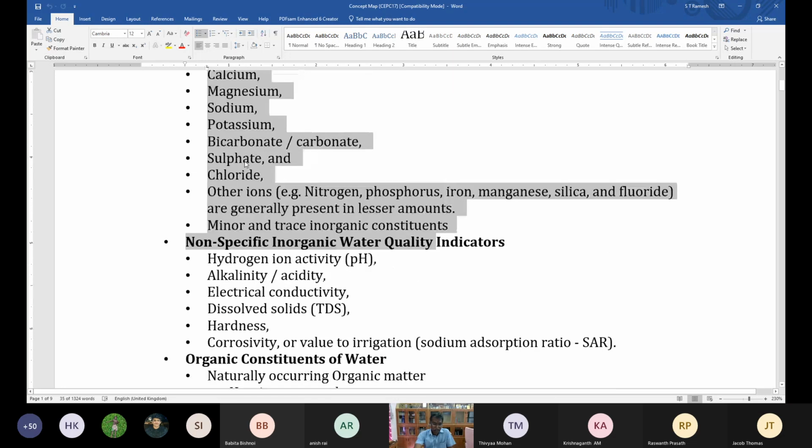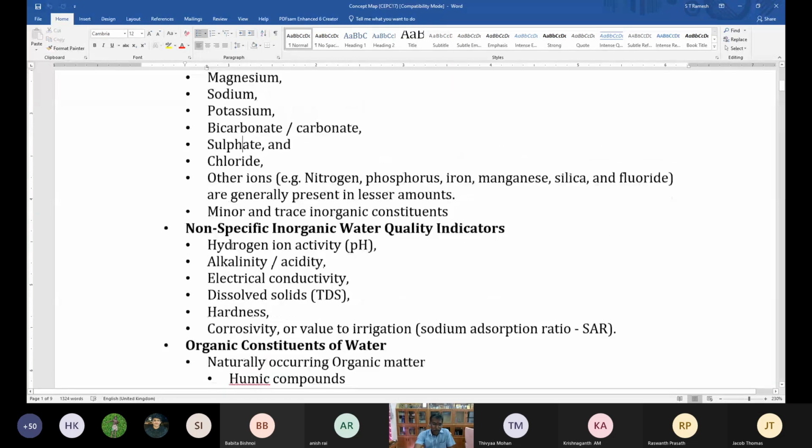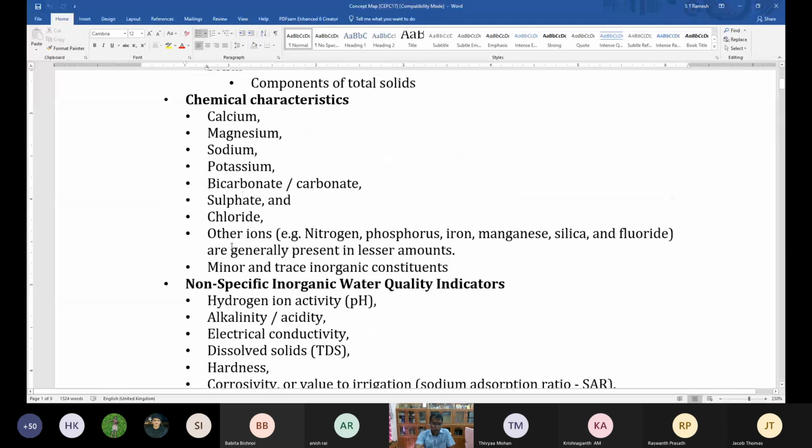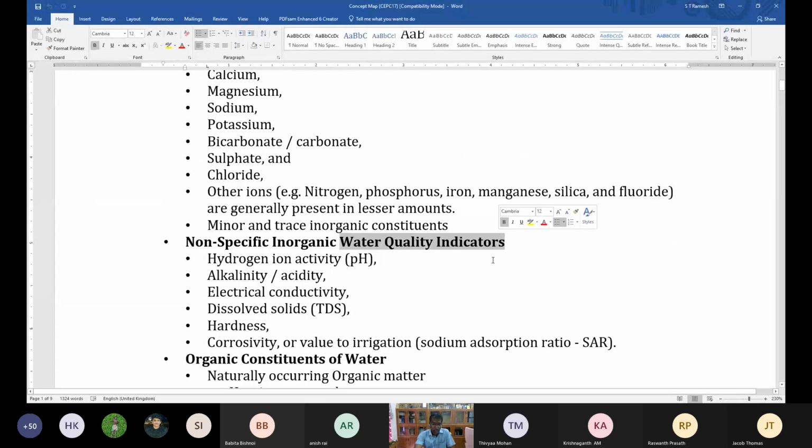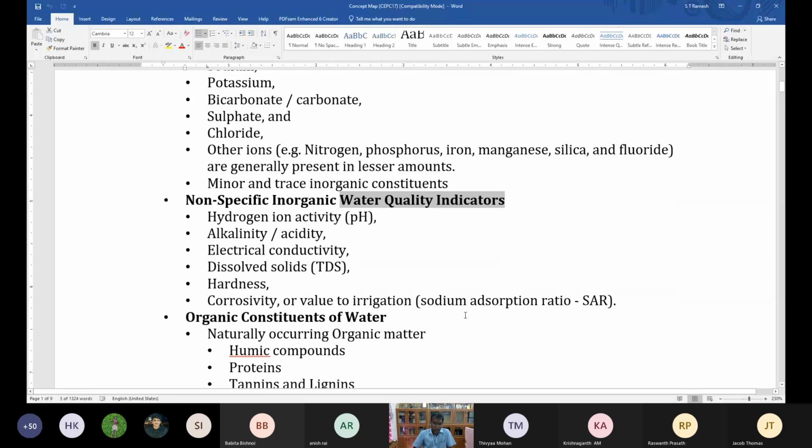Now, how to say the water quality is good or bad without measuring these individual contaminants? That we call quality indicators. Okay, if I test the pH of the sample, the alkalinity of the water, and measure the conductivity of the sample, if you are able to find out the TDS, the dissolved solids of the sample, and if you are able to measure the hardness, and if you measure the corrosivity of the water, then you could say something about the water quality characteristics. So please remember, the characteristics are different, quality indicators are different.